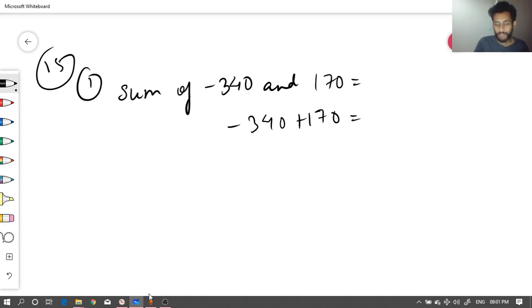Minus and plus, the result will be minus. So when we subtract, 340 minus 170 gives 170, and the result will be in minus. So it is minus 170.